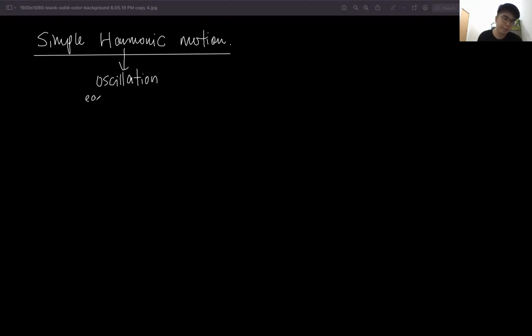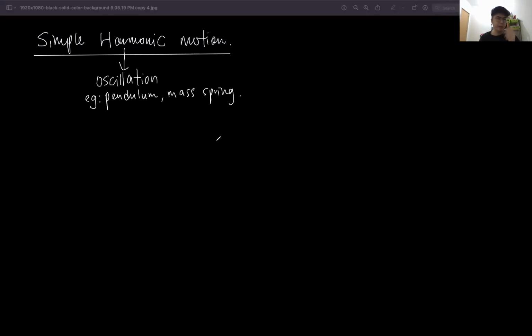Example like the classic one, an oscillating pendulum, right? We have a pendulum, and what else? We have a metronome, right? A metronome vibrating, tick back and forth. Or it could be a mass spring system, a vibrating mass spring system.